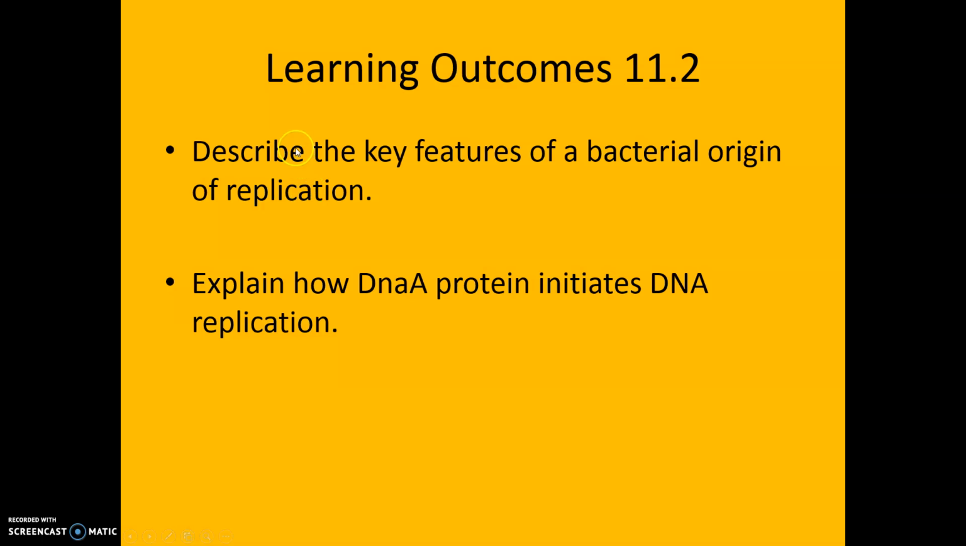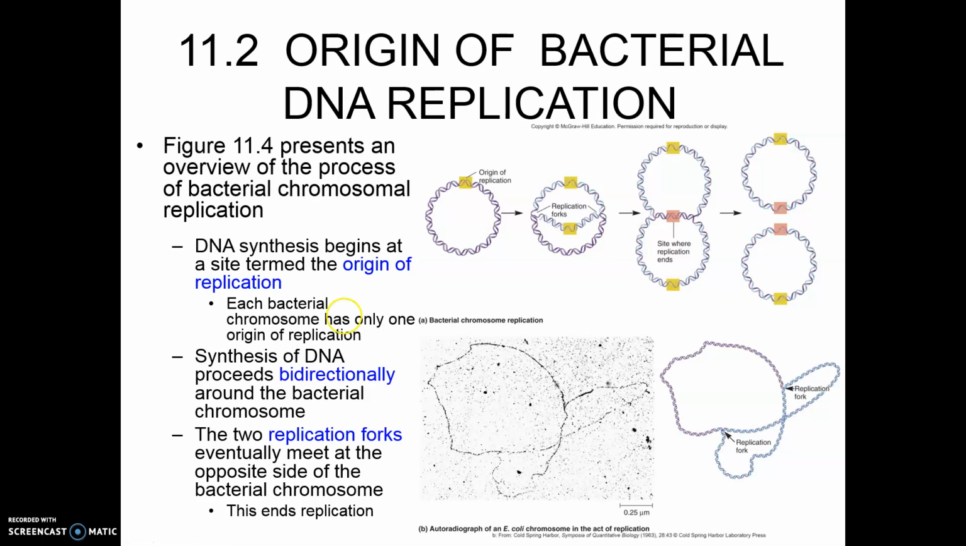All right, so now we are going to describe the key features of bacterial origins of replication and explain how DnaA, which is the name of a protein, initiates DNA replication. So DNA from bacteria, as we've discussed before, has a single origin of replication. Remember, this is a key feature that's different in eukaryotes. Eukaryotes have several. Bacteria only have one.